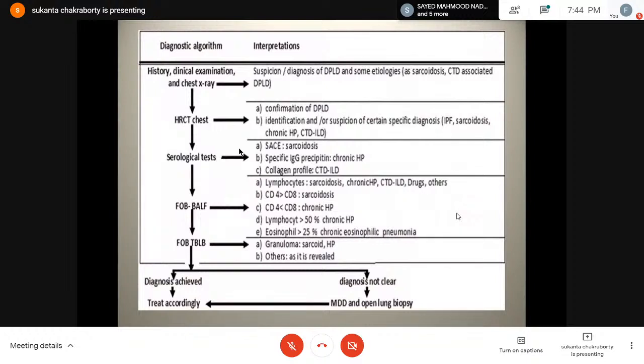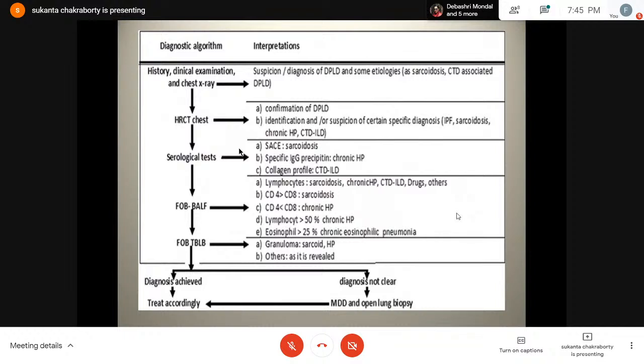So, coming to a default diagnostic algorithm of ILD. First of all, history, clinical examination, chest X-ray. If it leads to suspicion or diagnosis of DPLD, and in some cases some etiological diagnosis also, like sarcoidosis, like collagen vascular disease, then if no definitive diagnosis, HRCT chest. If in HRCT there is confirmation of DPLD, then identification or suspicion of certain specific diagnosis, like IPF, like sarcoidosis, like chronic hypersensitivity pneumonitis, it is fine.